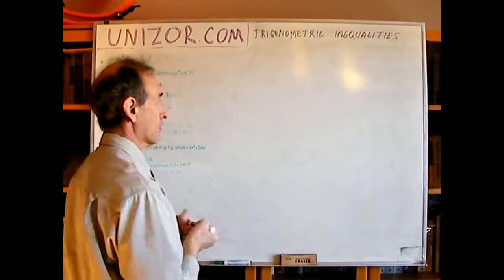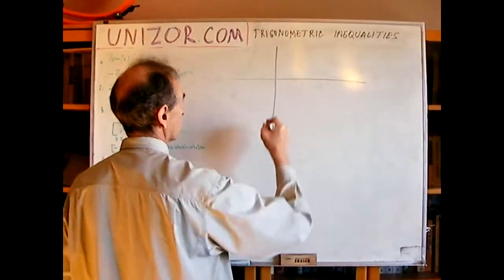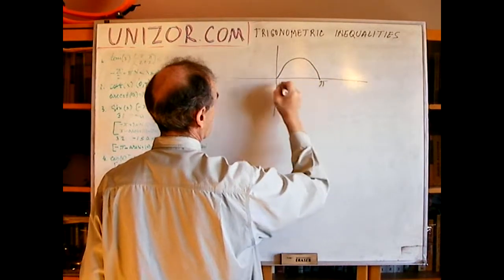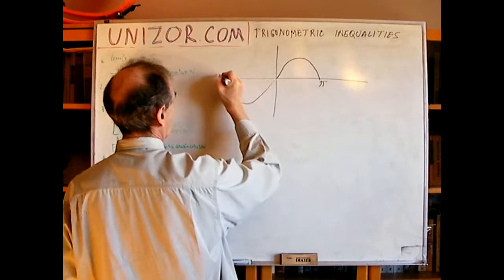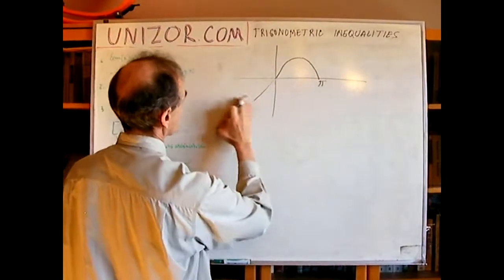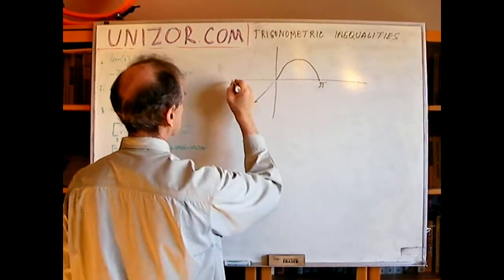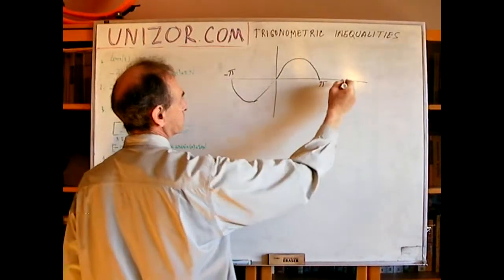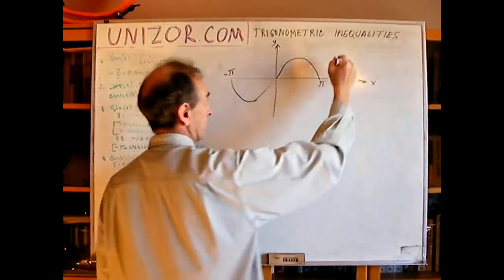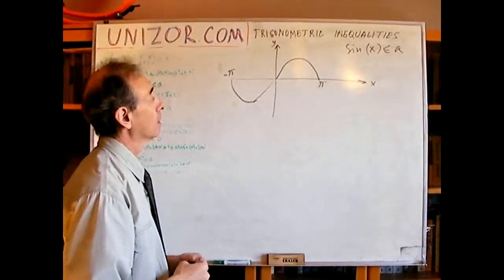Let's approach this again graphically. Now, let's say with sine. So I will consider sine on minus pi to pi. Not exactly symmetrical, something like this. Minus pi to pi, okay? This is sine. And we are looking for solutions to this particular inequality.